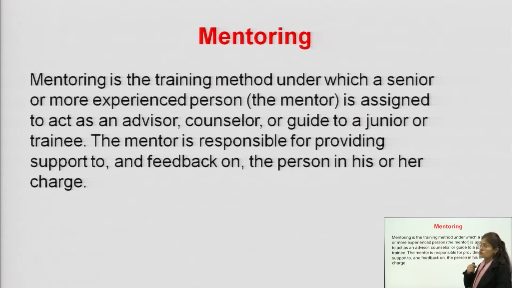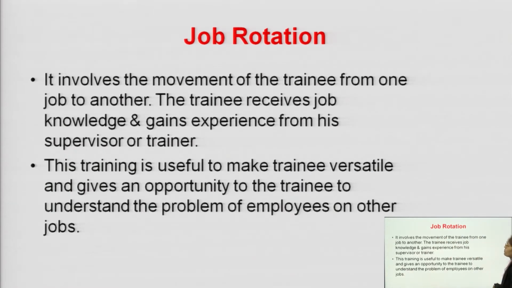And here even the trainee who is learning the abilities or skills from the trainer is also very well, I mean, not at the initial level. Mentoring training is normally not provided to initial level people, it is usually provided to manager level people. Next one is job rotation.